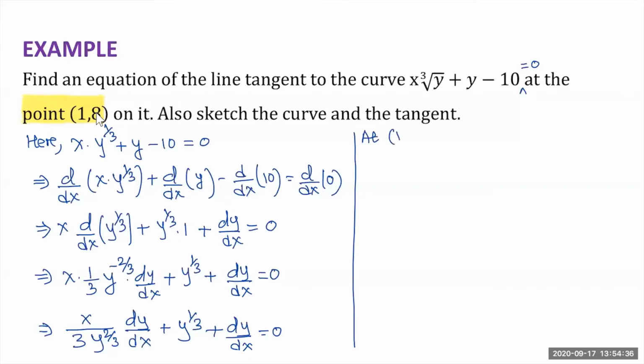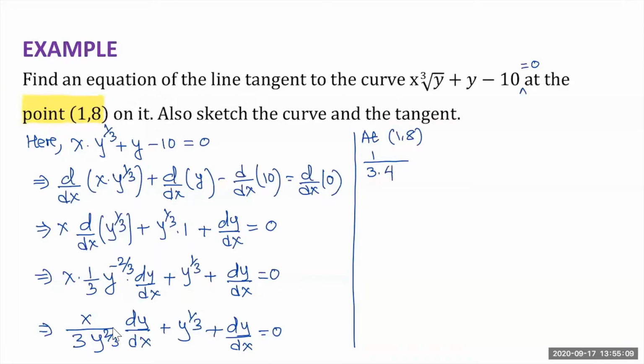At (1, 8), if I plug in 1 for x, that is 1 over 3. Then if you plug in 8 for y, everybody look at the screen carefully, you have 8 raised to 2/3. So 1/3 is the cube root. Cube root of 8 is 2. And then you are squaring it. So 2 squared will be 4.